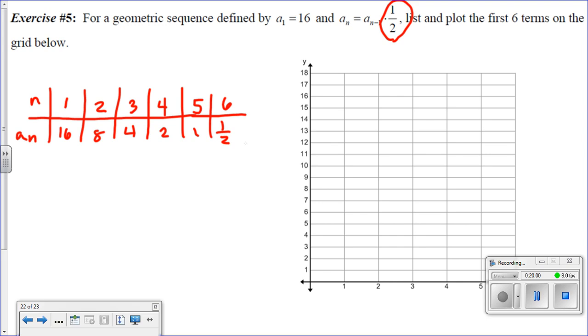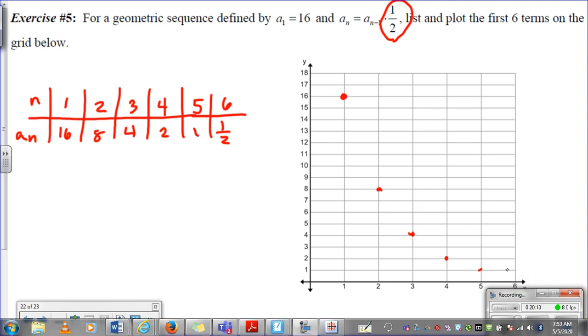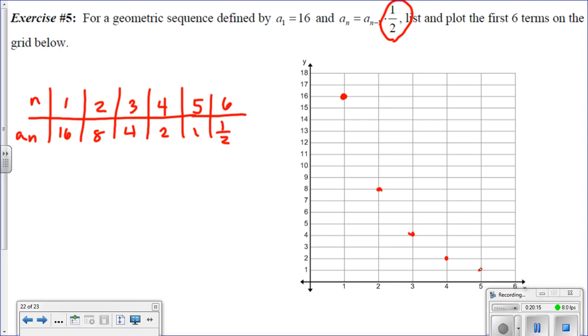Okay, so when I graph this, my first term is actually 16. That's right here. And then my second term is 8, my third term is 4, then 2, then 1, and then a half. By the way, I do not connect the dots. This is discrete data. There is no data between the dots. This is not a continuous graph.